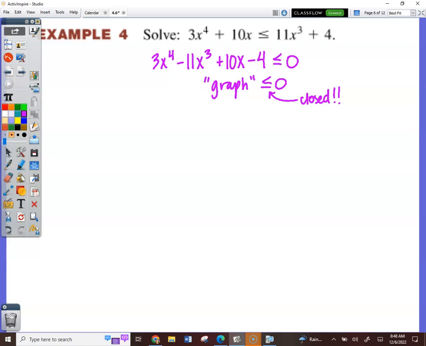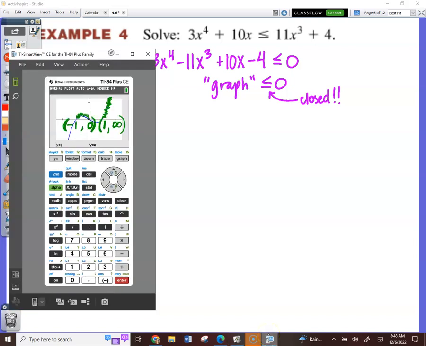So I want you to try it. Go to your calculator, type it in y equals. Make sure you get out of the exponents place. Don't type it in wrong like I just did.